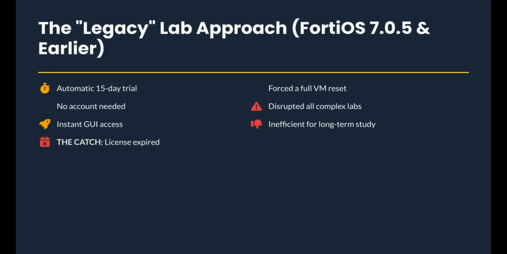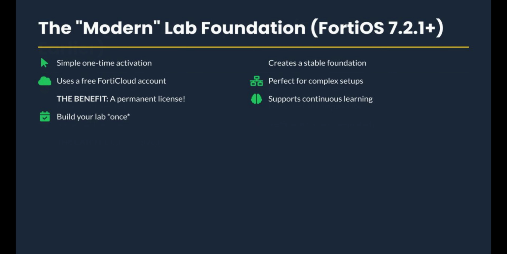But once it is expired, the firewall effectively will get locked up, forcing you to delete and rebuild your lab from scratch. So now the new way is anything FortiOS 7.2.1 and higher, you can do one-time internet-based activation using the free FortiGate cloud account to get the permanent evaluation license. And this is much better because your test lab configuration never expires, although you are limited to activate only one device per account.